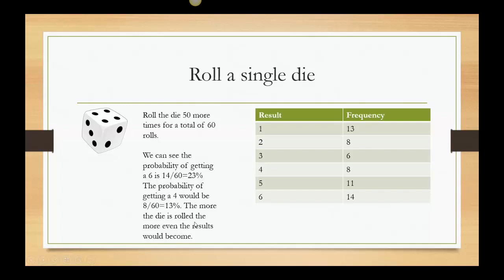The more the die is rolled, the more even the results would become. Eventually, you would think that because 1, 2, 3, 4, 5, 6, there shouldn't be any tendency for something happening more than others, that they should all end up having close to the same frequency if I were to repeat this a bigger number of times.